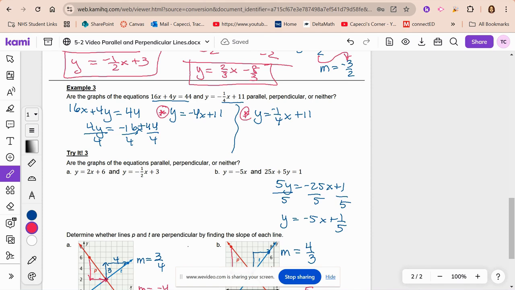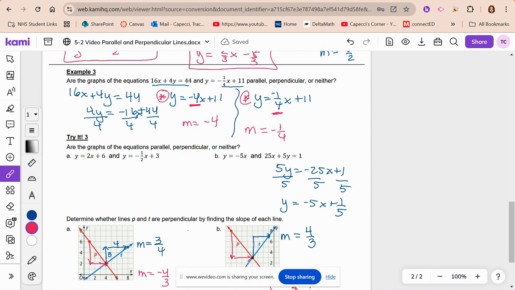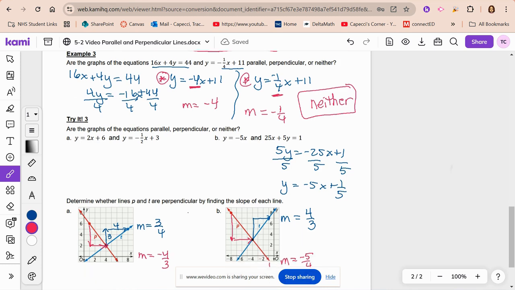So now I'm going to compare the slopes. This has a slope of -4. This second equation has a slope of -1/4. So although they are the reciprocal of one another, they're not opposite. They both have the same sign. So that one's going to be neither. They are neither parallel nor perpendicular.